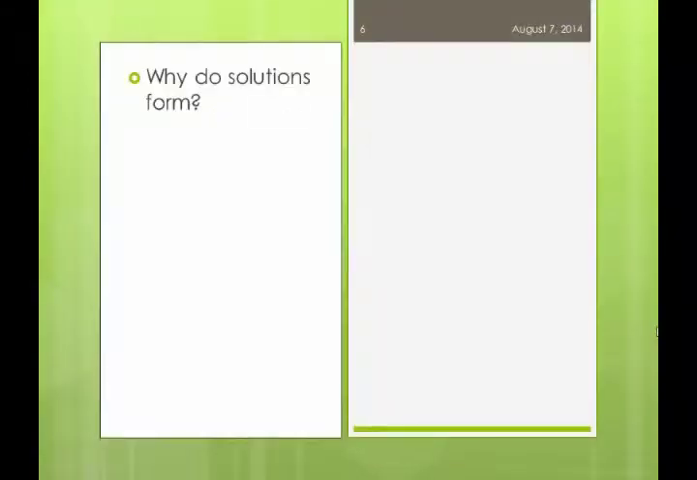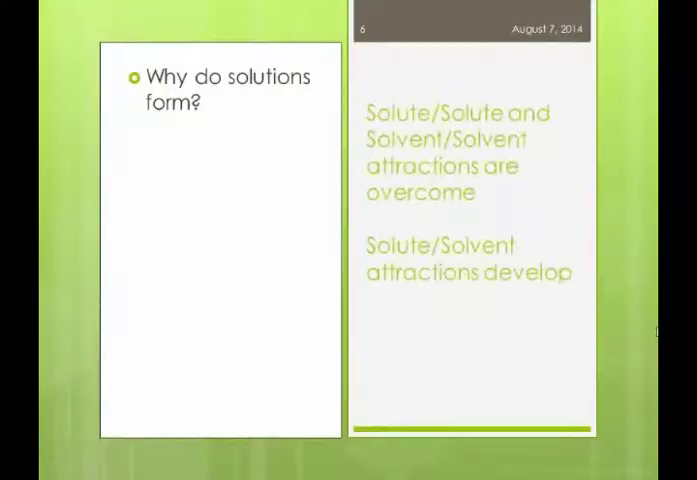Why do solutions form in the first place? Well, we might want to talk about the energy of solution formation. You have to pull apart solute molecules from other solute molecules and solvent molecules from other solvent molecules, and then you need to get them all mixed together. And you need attractions between your solute and your solvent molecules to develop. Once you've overcome the attractions between solute particles and between solvent particles, and you've made solute-solvent attractions, then you actually have a solution.